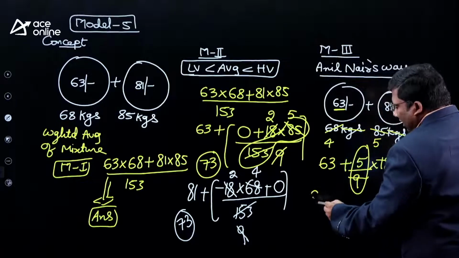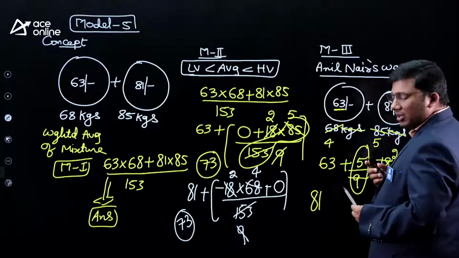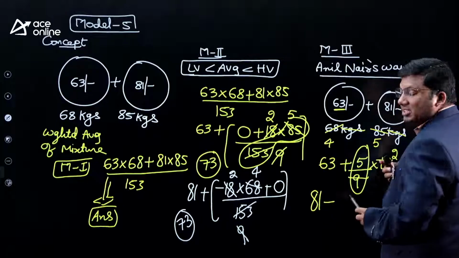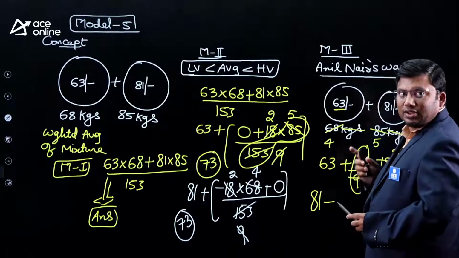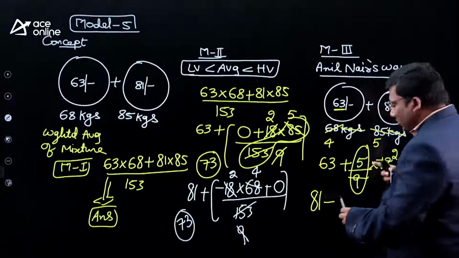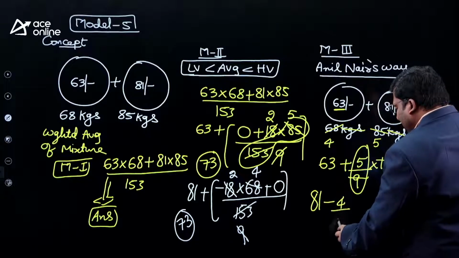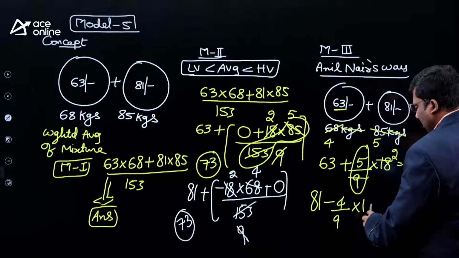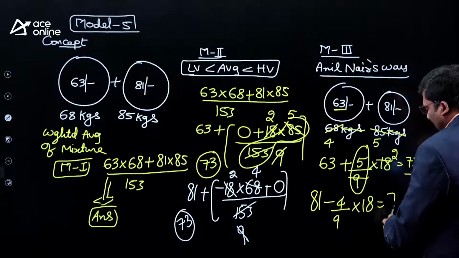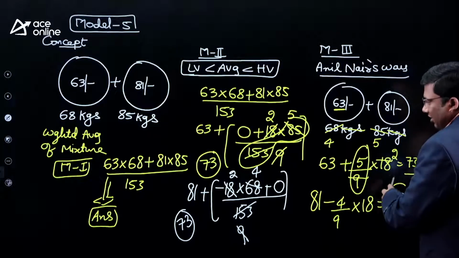So if I am taking highest value, 81 minus average is less than highest value. So 81 minus, take this value 4. 4 plus 5 is 9. 81, 63, difference is 18. Again here it is also 73.